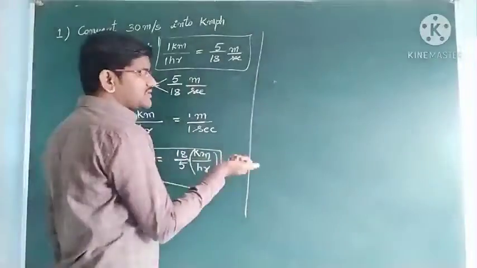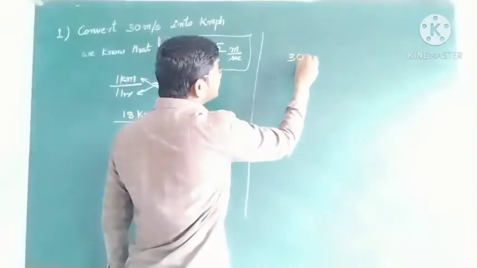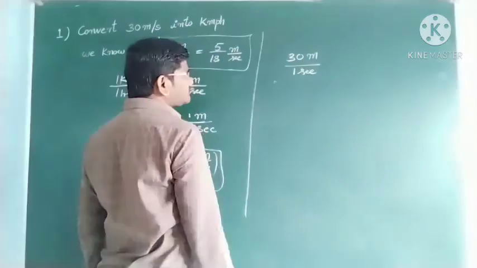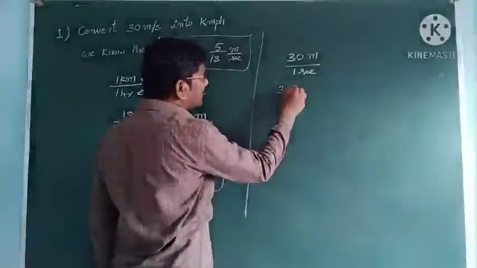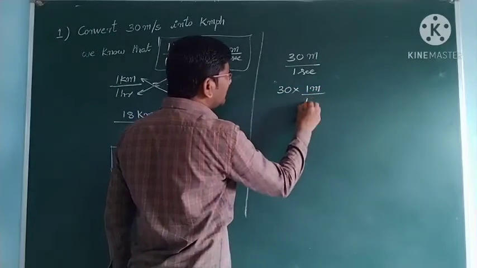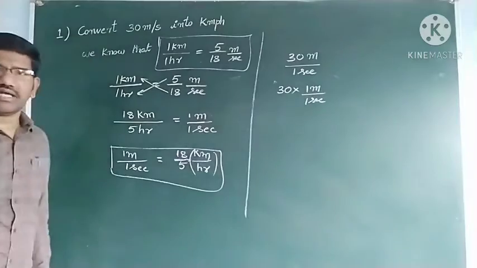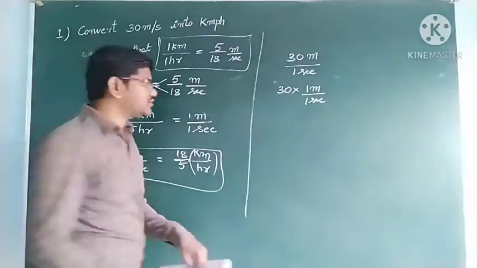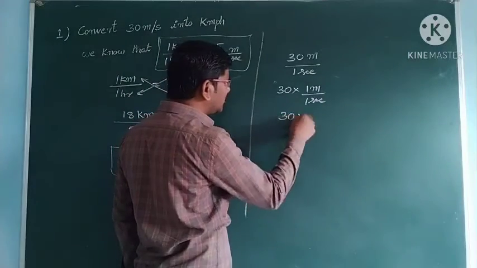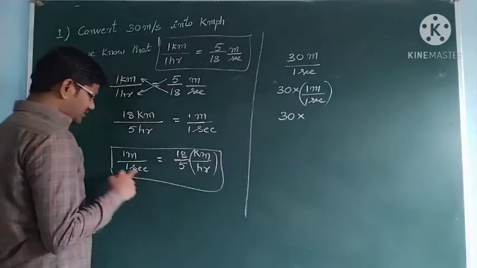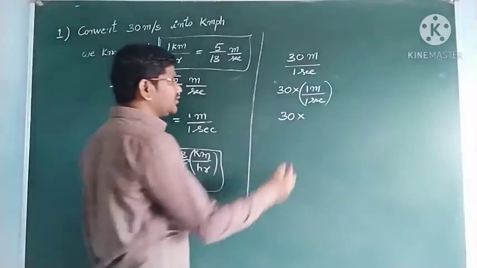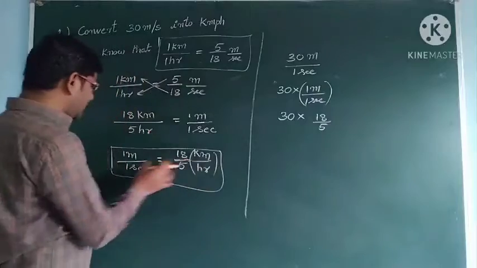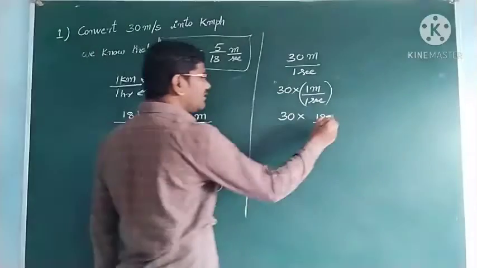So 30 meters per second. So I am writing 30 into 1 meter by 1 second. So 30 meters per second means you write it 30 into 1 meter per second. Okay students. Then 30 into 1 meter per second. Since 1 meter per second is equal to 18 by 5, so what will you write? You write 18 by 5. So 1 meter per second is equal to 18 by 5 kilometer per hour.